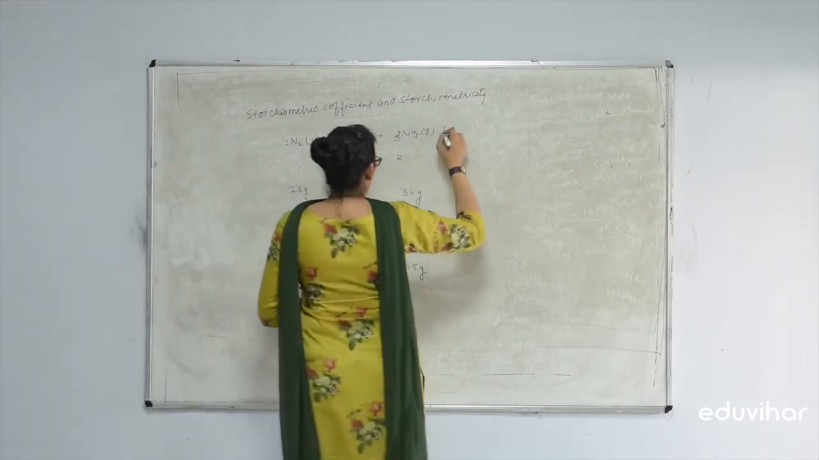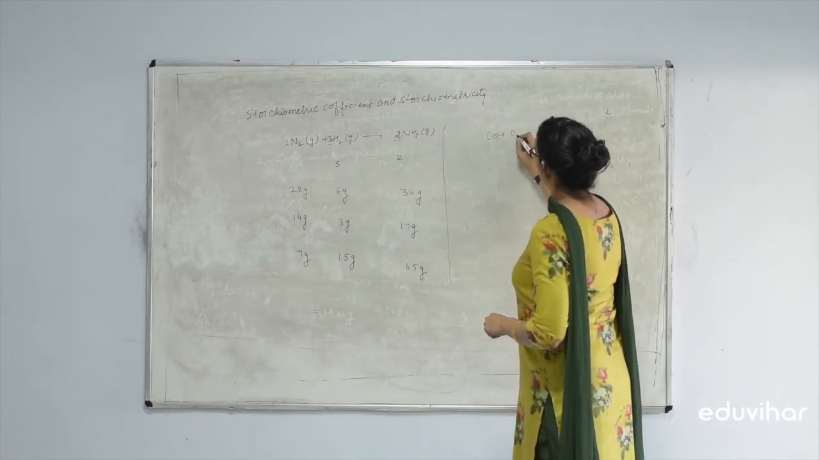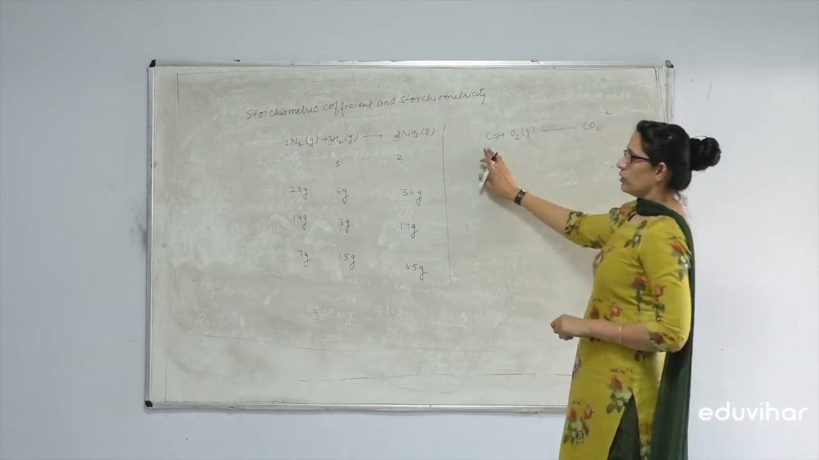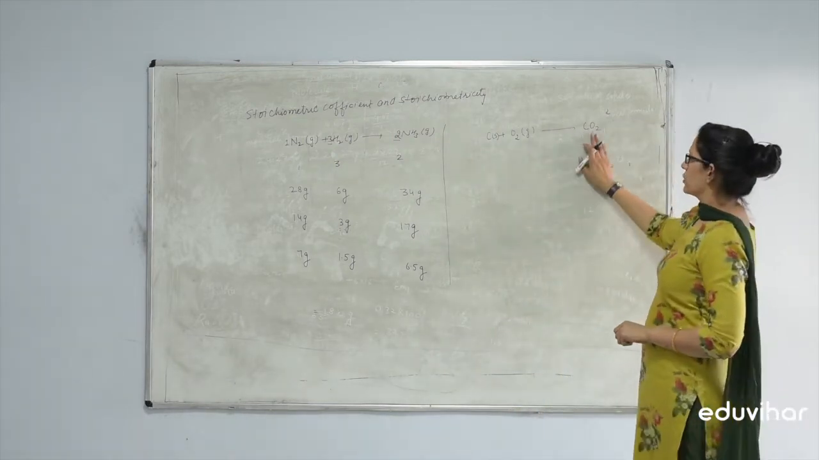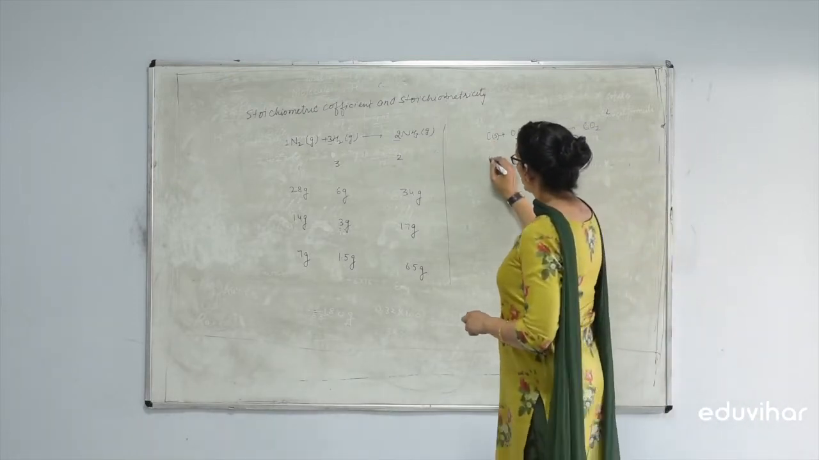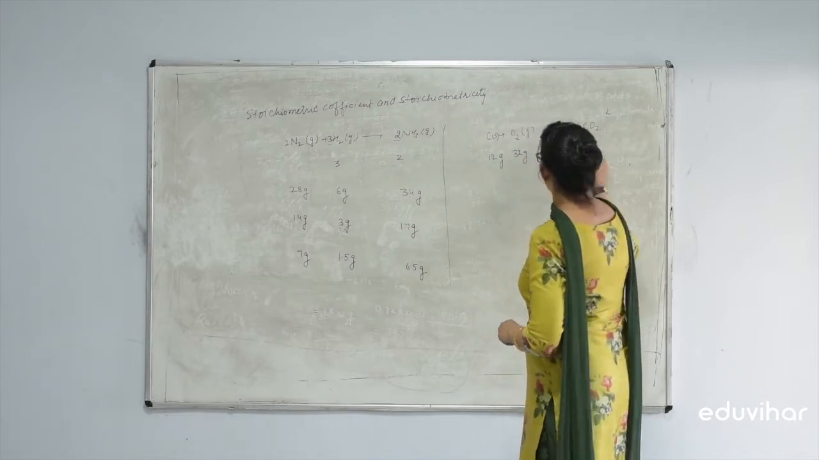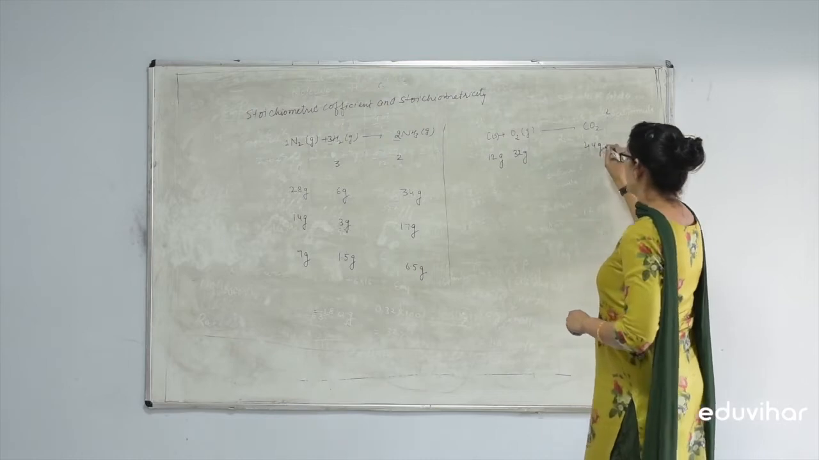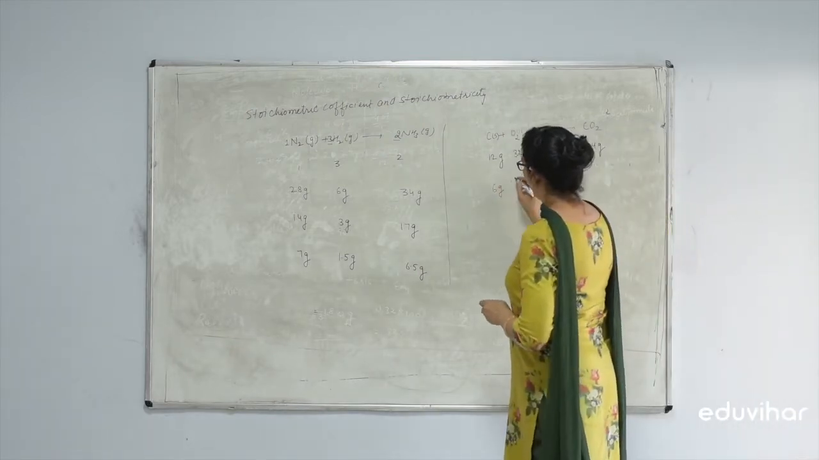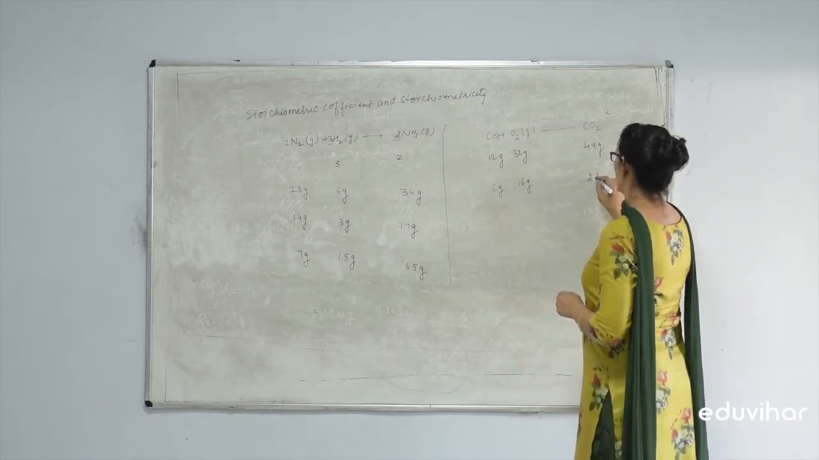Okay, next example. If I take solid carbon reacting with oxygen gas, then CO2 is formed. 1 mole of carbon reacts with 1 mole of oxygen, then 1 mole of CO2 is formed. So 12 gram reacts with 32 gram of oxygen, then 44 gram of carbon dioxide is formed. If I have 6 gram of carbon, I require 16 gram of oxygen, then 22 gram is formed.